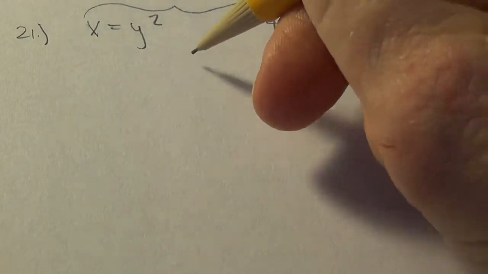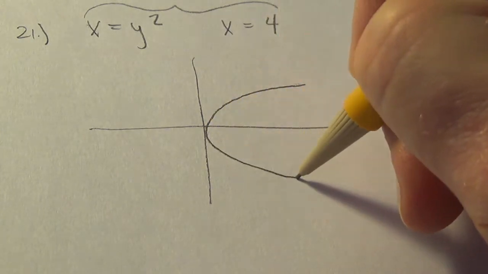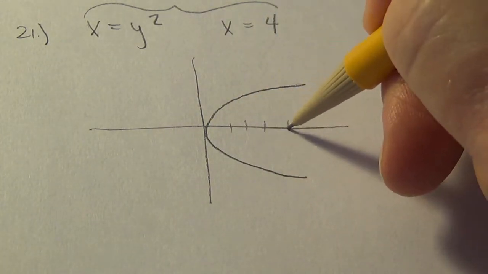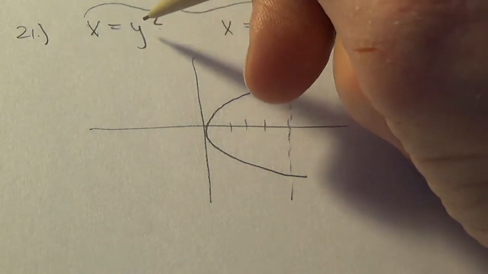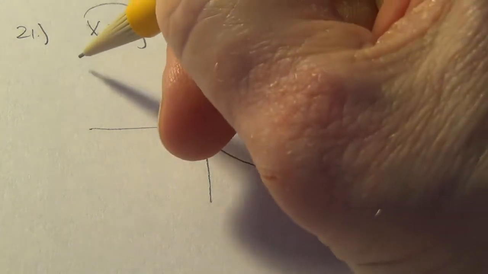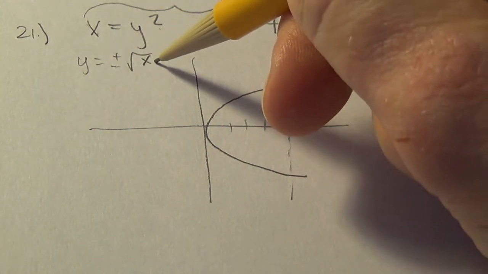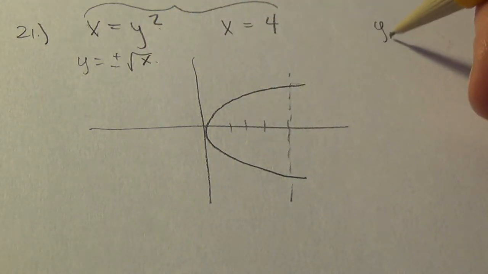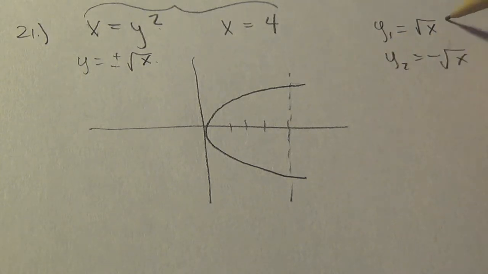So x equals y squared is a parabola that opens to the right, and x equals 4 is a vertical line, like this. To graph that in your calculator, you need a y equals. Taking the square root, you get y equals plus or minus the square root of x. So y1 equals the square root of x, and y2 equals negative square root of x. That's how you get the plus and the minus into your calculator, and then it'll give you the entire graph. Or you could set up a quick table as well.